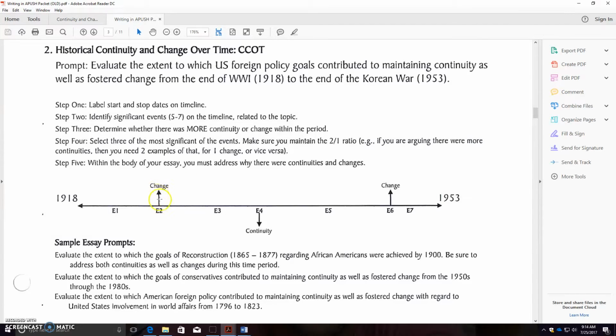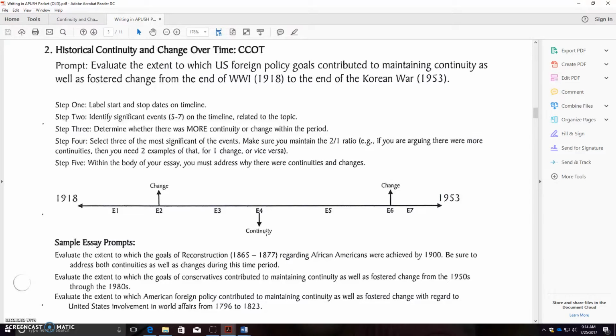Typically I try to write things that I consider to be change on the top of the timeline and things that I consider to be the same or continuities on the bottom of the timeline to kind of help me gauge if there is more change or continuity. Step 3, once you look at it, you have to decide whether there was more continuity or more change.